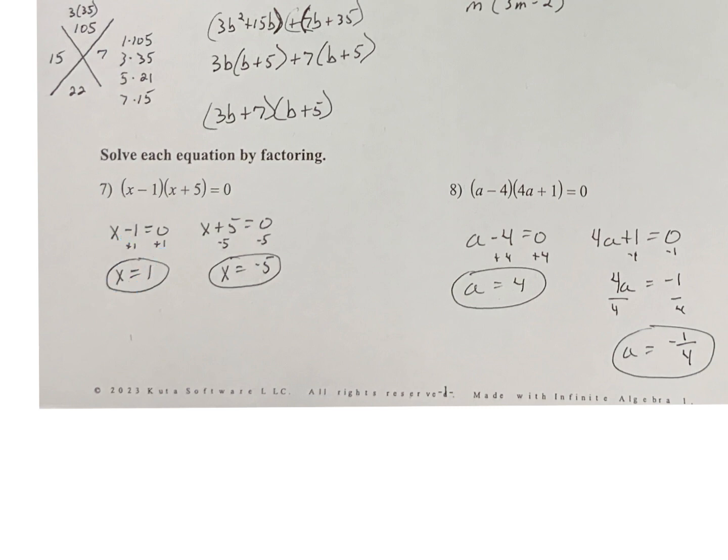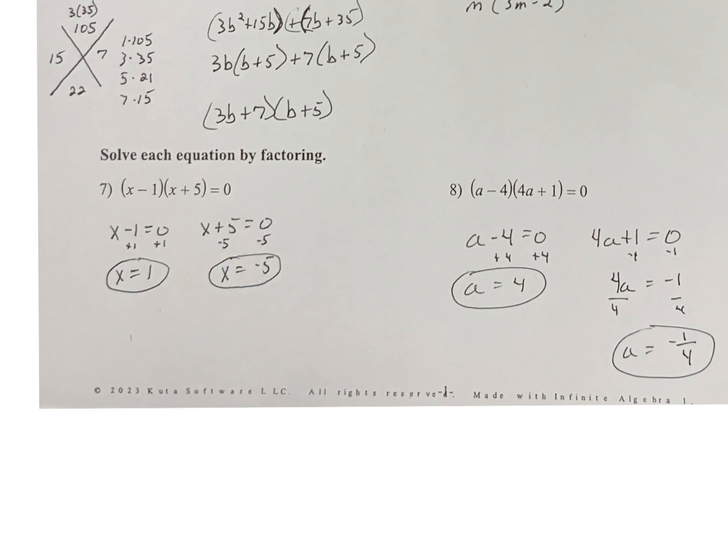Now you could just think 1 minus 1 is 0. That's why x equals 1. In the second set of parentheses, or binomial, x plus 5, we set that equal to 0. We subtract 5 from both sides, and x equals negative 5. Again, negative 5 plus 5 equals 0, so 1 and negative 5 are the solutions.